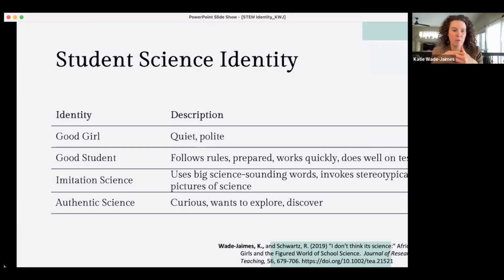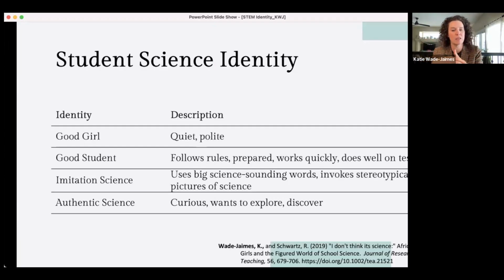In this study, I followed a seventh grade science classroom, and I also had an after school STEM club. A lot of the same girls were in the classroom as were in the STEM club. So I was looking at how, across these two spaces, they engaged in various identities and how those intersected with science identities. In the full study, there were 8 different identities they engaged in, but for the case study I'm going to show you today, I'm just going to include a few of them.